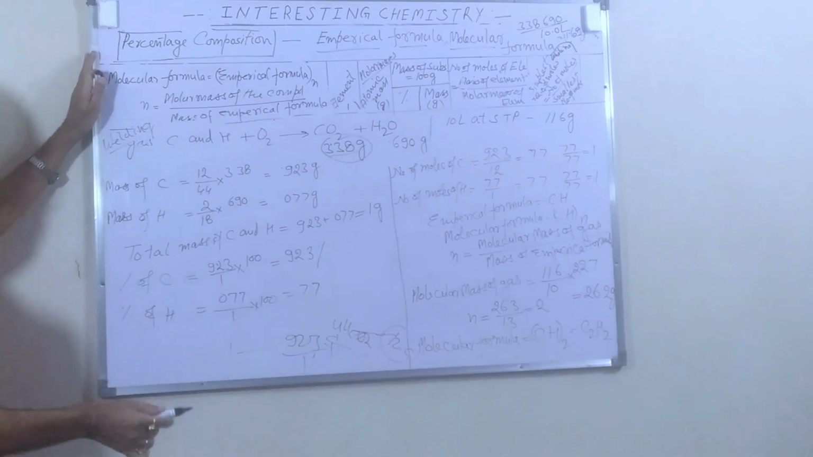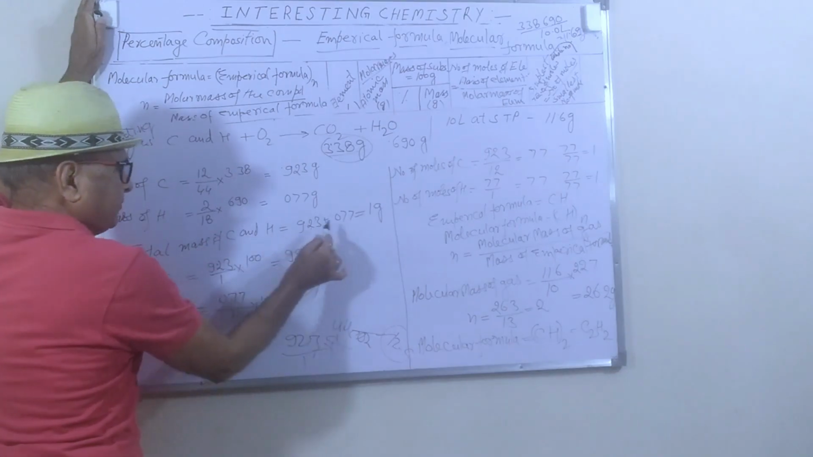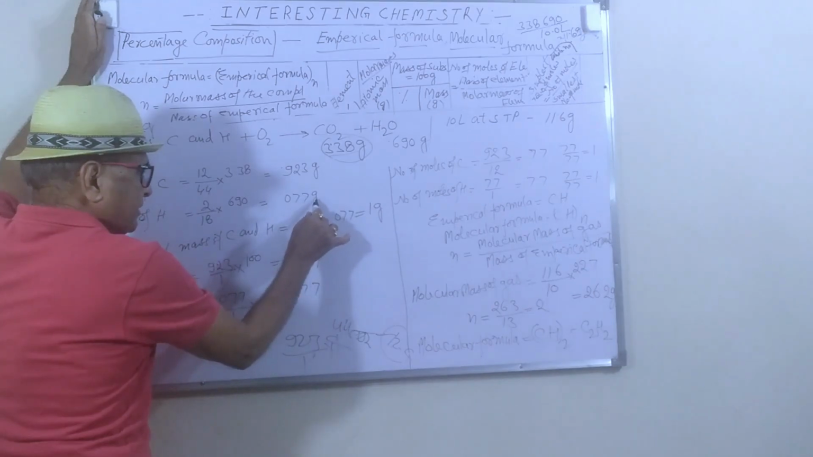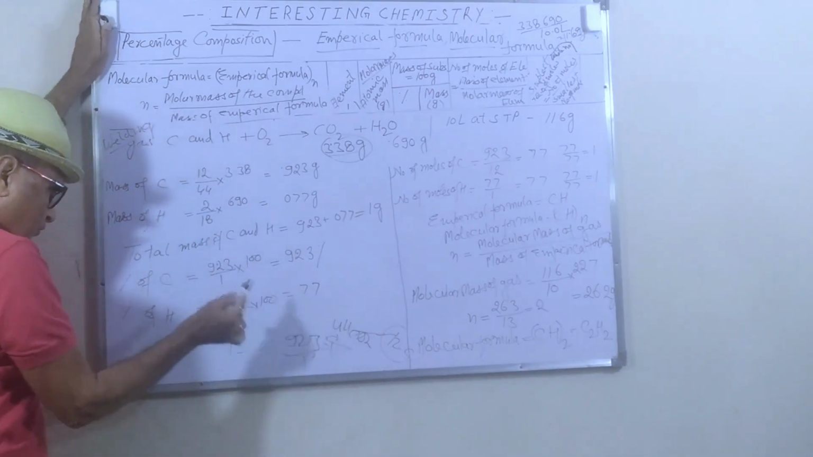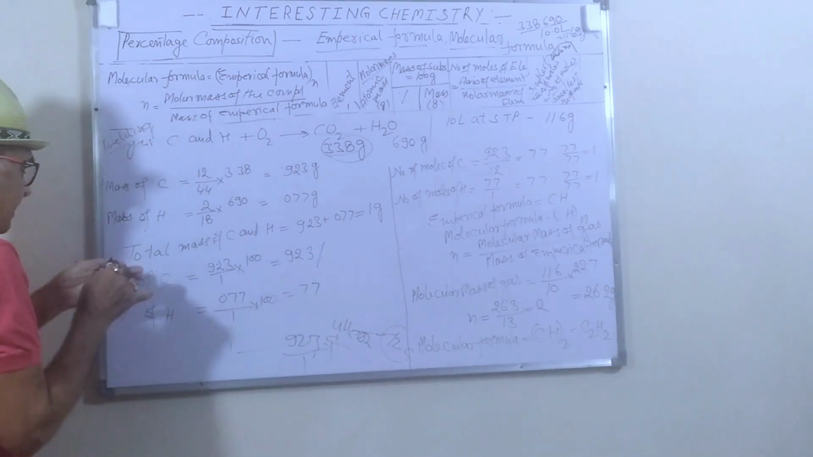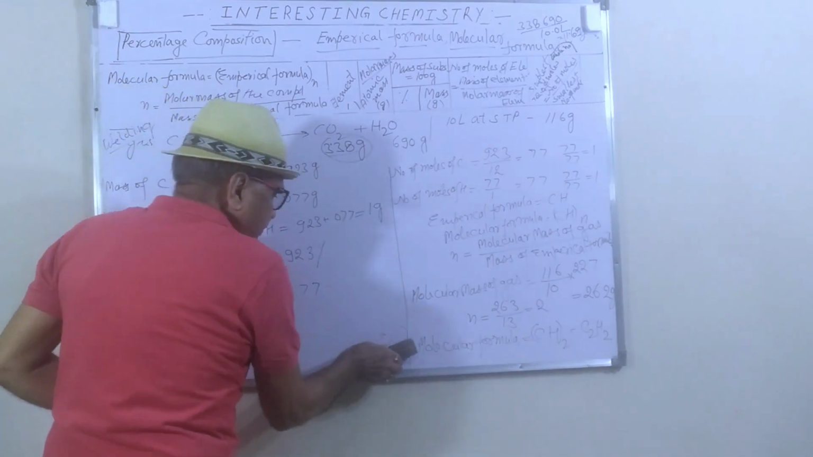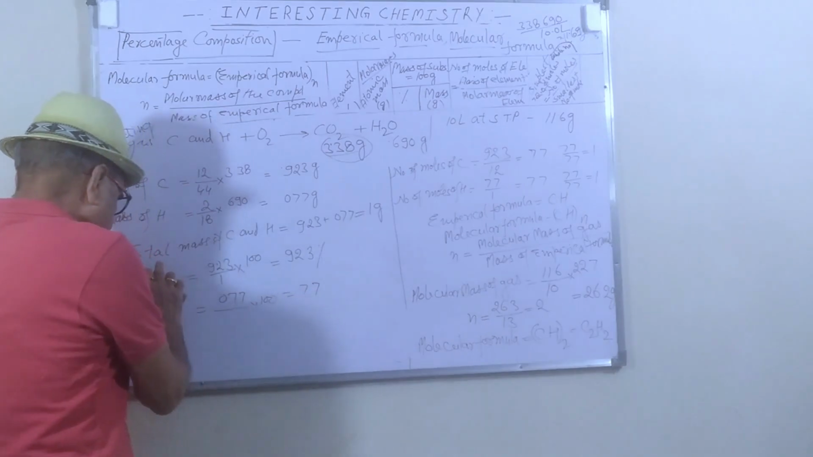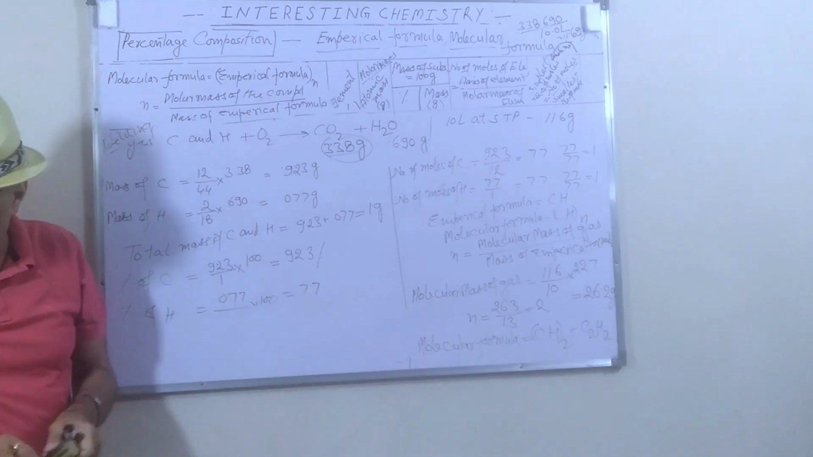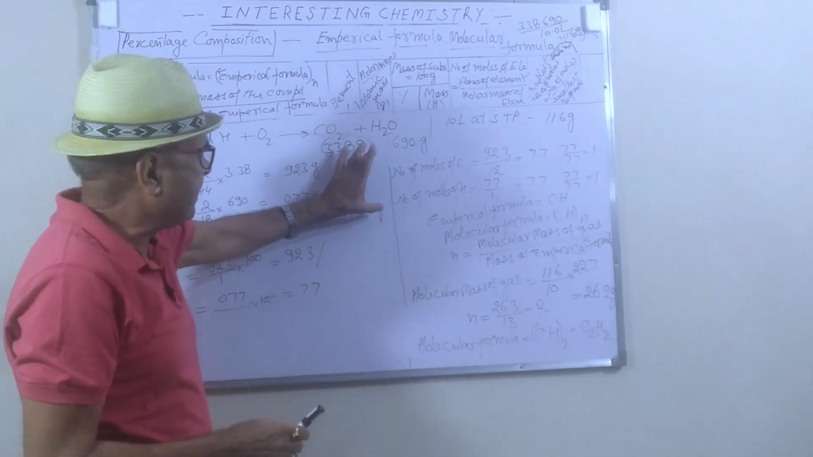In this same way, this 1 gram total amount of carbon and hydrogen contains 0.077 gram of hydrogen. So the percentage is 0.077 upon 1 into 100, which is 7.7%. In this way, from this data, you calculated the percentage composition of the carbon and hydrogen in this welding gas. Now, from this percentage composition, you will get the empirical formula.